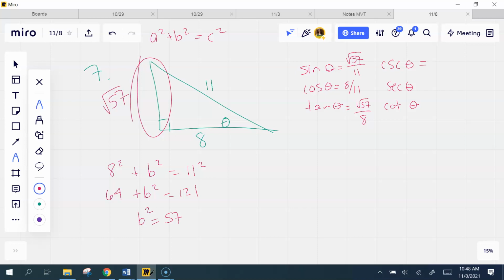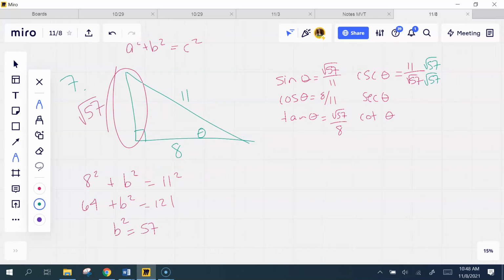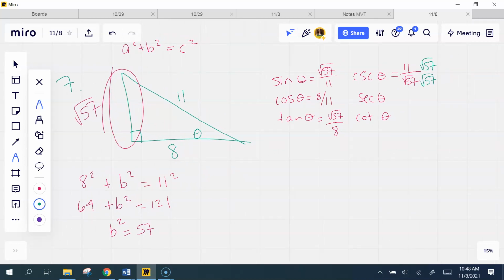How about cosecant? 11 over the square root of 57. You may see this written in rationalized form. Y'all remember doing that? Multiply by the square root of 57 on the top and the bottom so that you don't have that radical in the bottom. I'm not so concerned with that right now as I am working with the trig function.